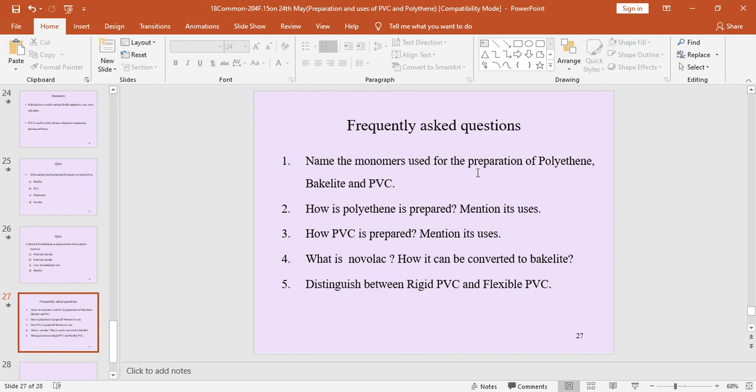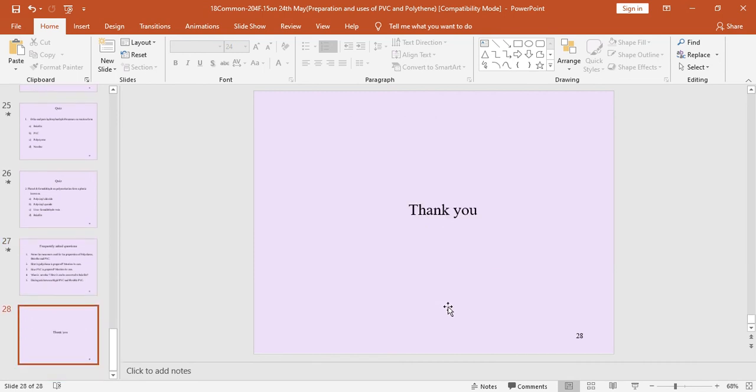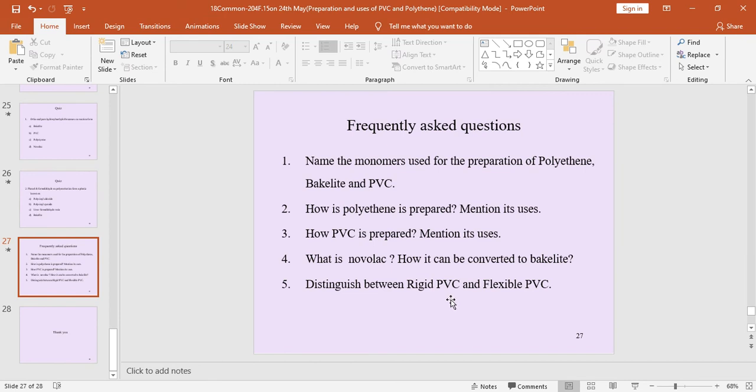Name the monomer used for the preparation of polythene, bakelite, and PVC. How is polythene prepared? Mention its uses. How is PVC prepared? Mention its uses. What is novalac? How can it be converted to bakelite? Distinguish between rigid PVC and flexible PVC. So these are the important questions on preparation of plastics, PVC, and also polythene.